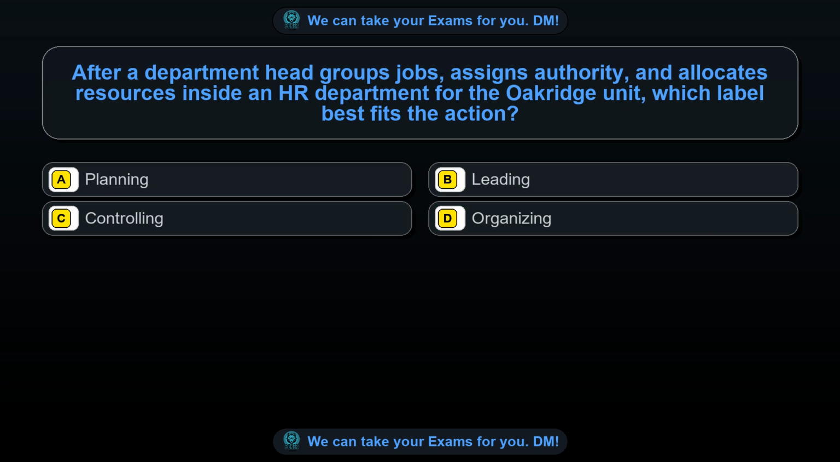Question 37. After a department head groups jobs, assigns authority, and allocates resources inside an HR department for the Oak Ridge unit, which label best fits the action? Option A, planning. Option B, leading. Option C, controlling. Option D, organizing. The correct answer is option D, organizing.